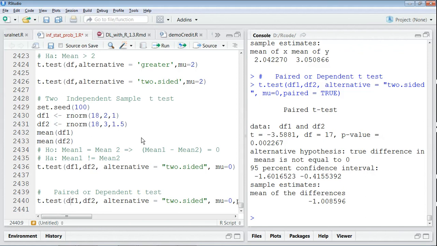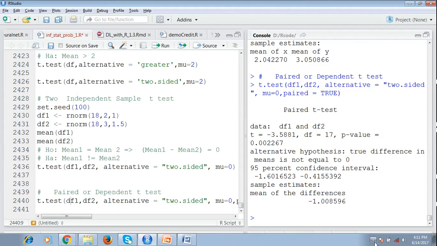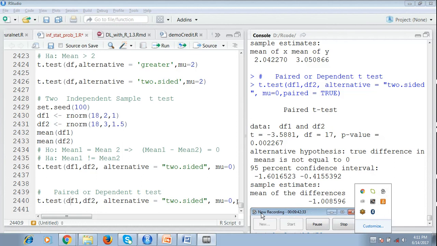In this section, we discussed how to perform a hypothesis test for single sample mean as well as two sample mean when data follows a t distribution. In the next video, we will learn how to perform the chi-square test and ANOVA test.